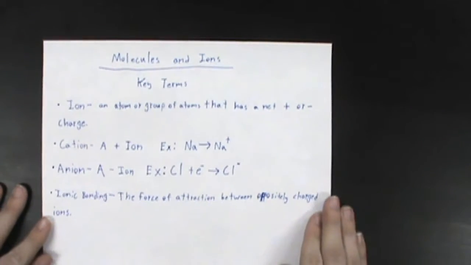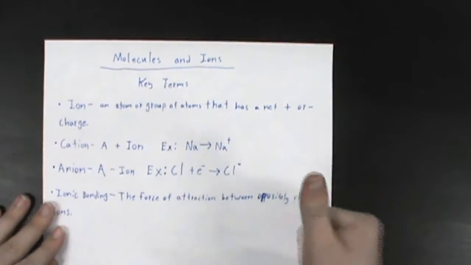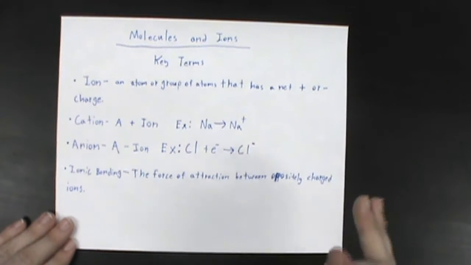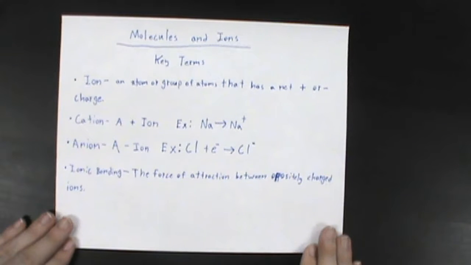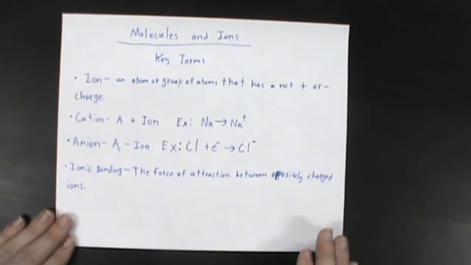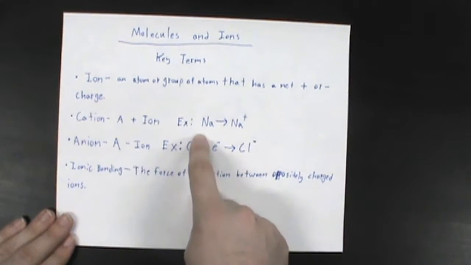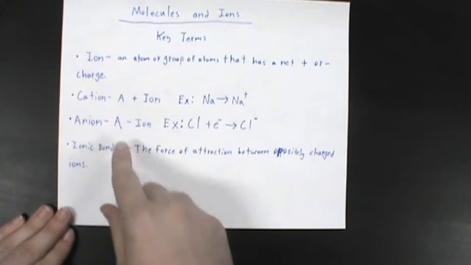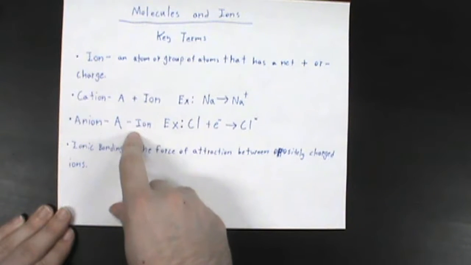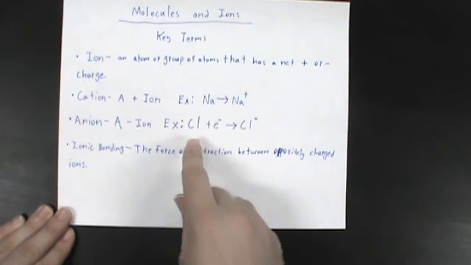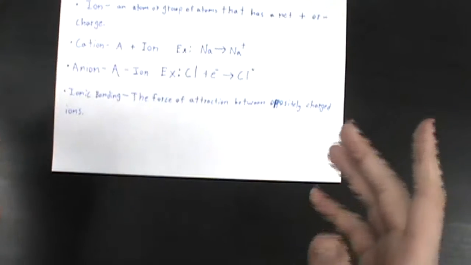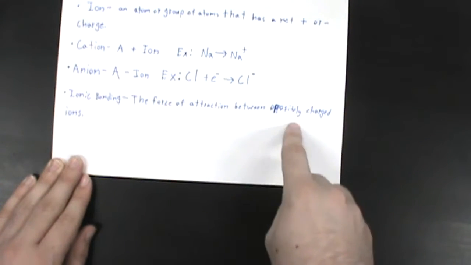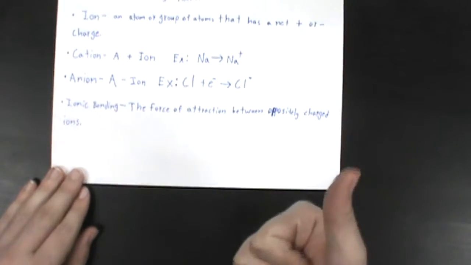Let's get to the ions part of molecules and ions. Here are some key terms. Ion, an atom or group of atoms that has a net positive or negative charge. A cation is a positive ion. Here's an example. Write it down. Then here's an anion, which is the opposite. Therefore, it is a negative ion. Example B. Then, since opposites attract, you have ionic bonding, which is the force of attraction between oppositely charged ions. Keep taking notes.